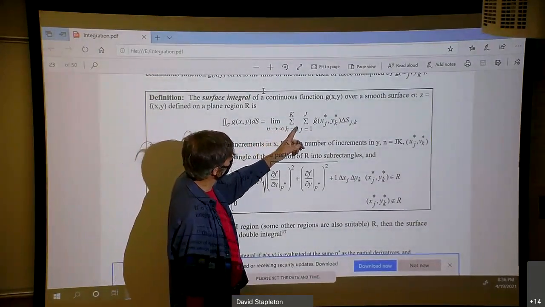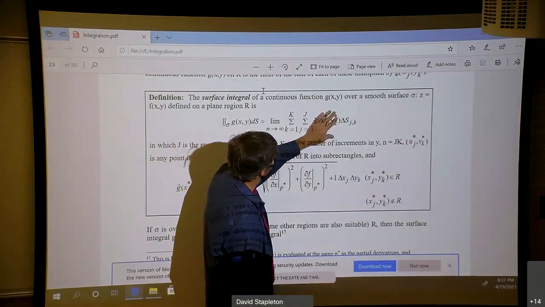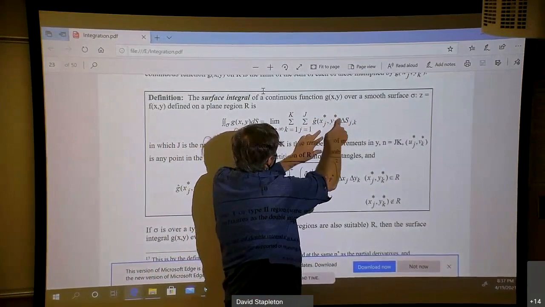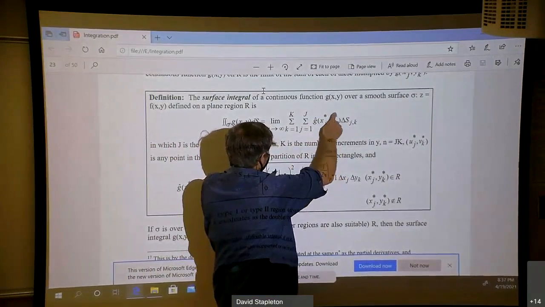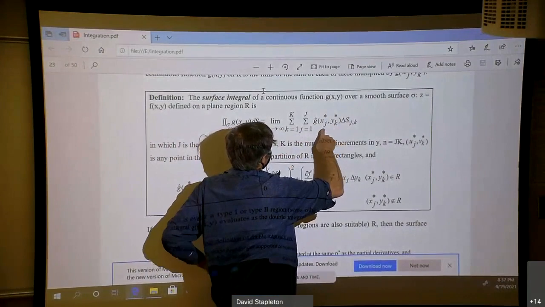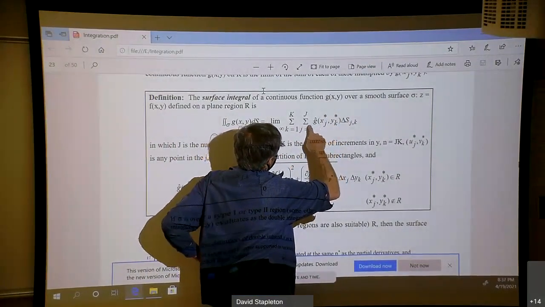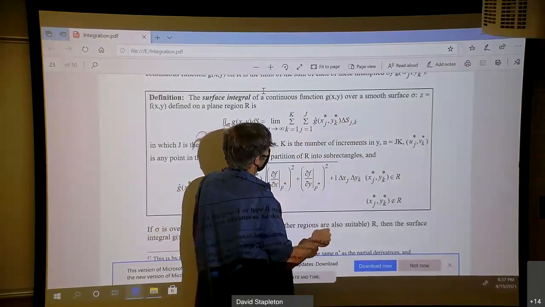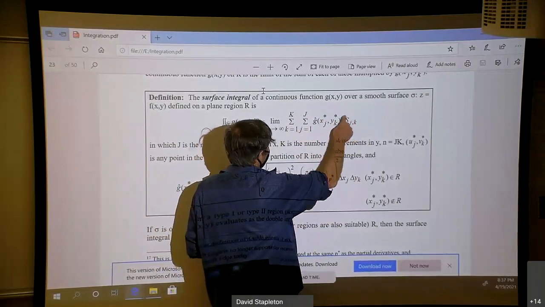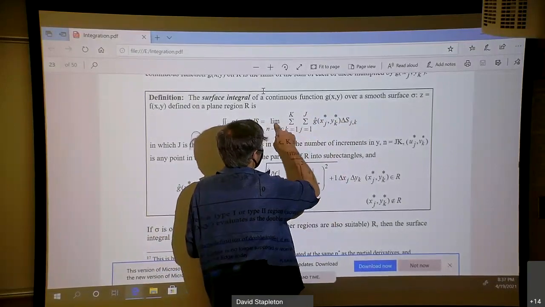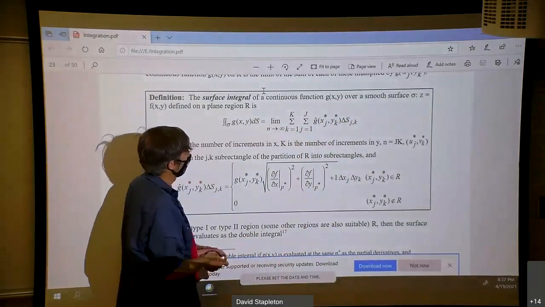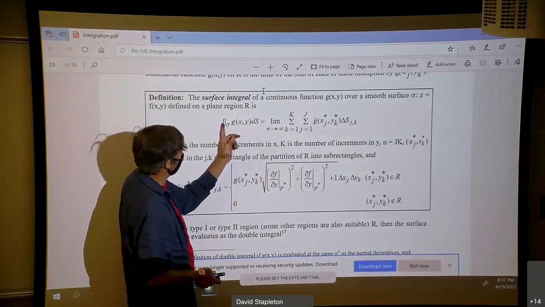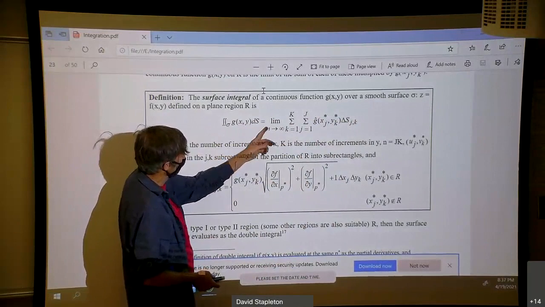What you're doing is summing over all those plane regions the plane region area times the density function. Think of this as the density function. This gives you an estimated mass of the little surface piece jk. Take the limit as n goes to infinity, and we'll call that the mass of the surface. This can be defined to be the surface integral of g of x, y, this limit.